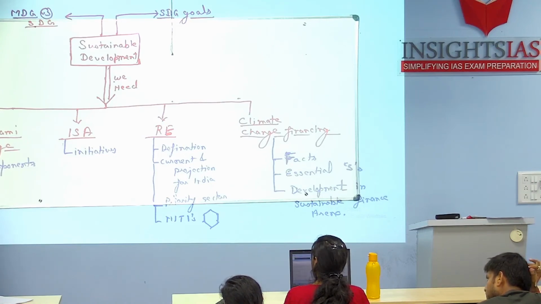What is the 11th one? What is the 12th one?